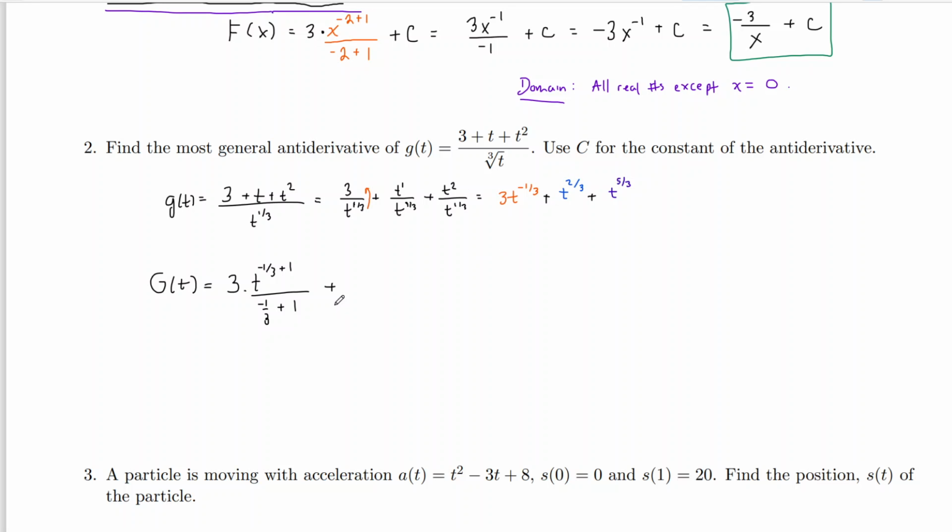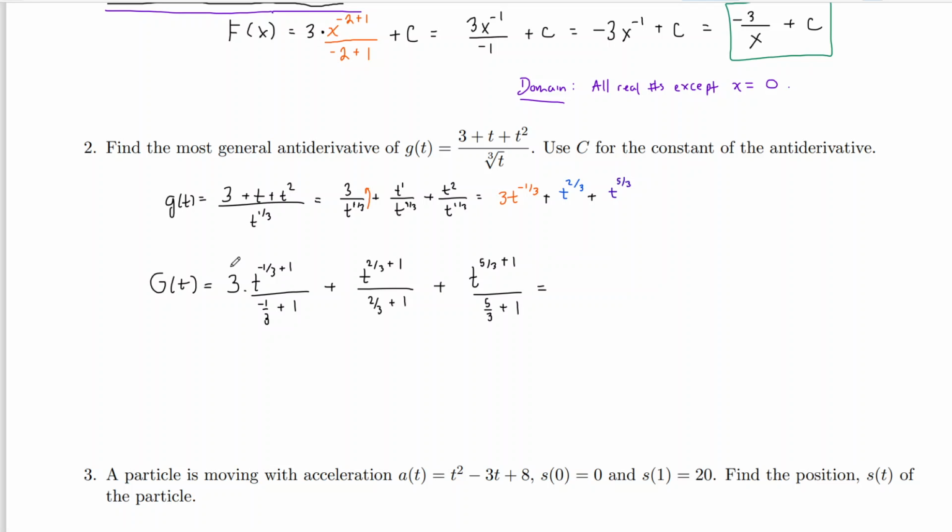So these are just powers of t. So this next one, we have t to the 2/3. We need to add 1 to that power, and we divide by the new power, plus, and then t to the 5/3 is what we had. We add 1 to that power, and we divide by the new power.